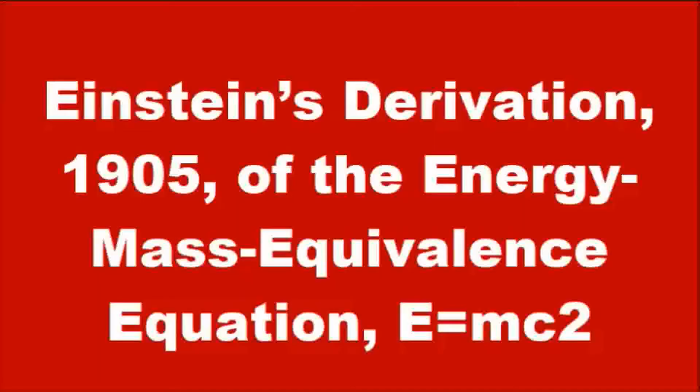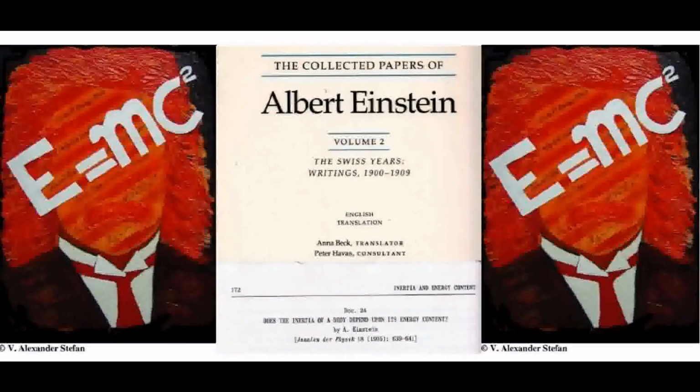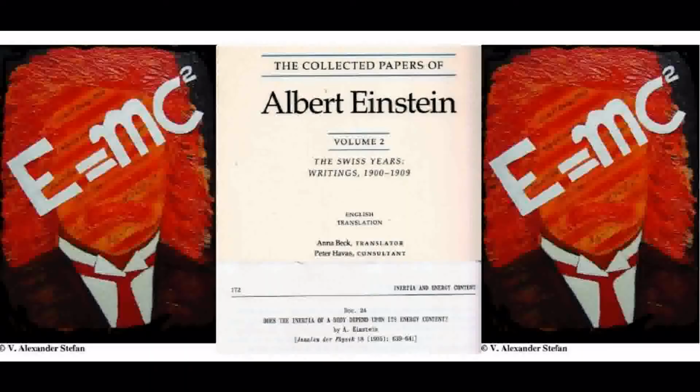Einstein's derivation, 1905, of the energy-mass-equivalence equation, E equals mc². Introduction. Does the inertia of a body depend upon its energy content?